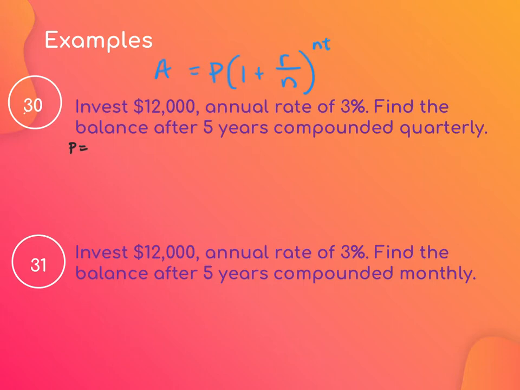All right, so what is P? How much money do we invest in the beginning? $12,000. Okay, what is R?